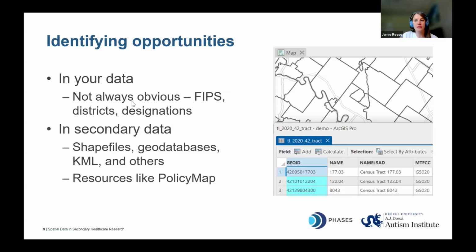If you see KML or KMZ, those are frequently used by Google Maps, or you can find tables that can be joined the same way that we just talked about joining your own data. There's some great resources. I'm going to talk to you a little bit about one called Policy Map, where there's a ton of tables that you can join onto a spatial data set.